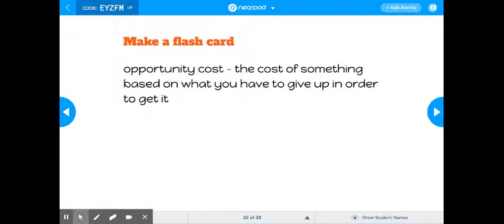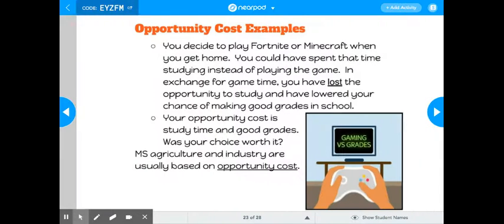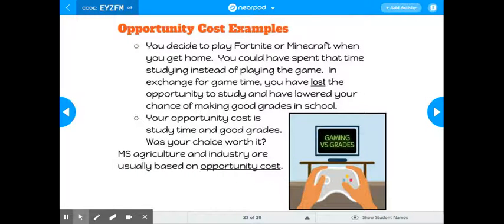So, when you get a chance, you can write down your terms: the cost of something based on what you have to give up. That's your opportunity cost. And so, here's some examples.